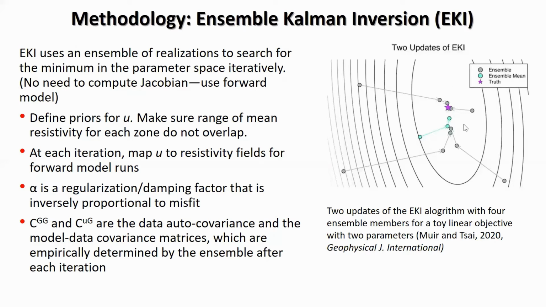So there's an example here from the literature which shows 4 ensemble members for a 2-parameter problem, and as they move in 2 iterations towards the minimum, we classify the entire response by this ensemble mean. And we can look at the variation in our final distribution of hyperparameters to come up with some uncertainty estimation.